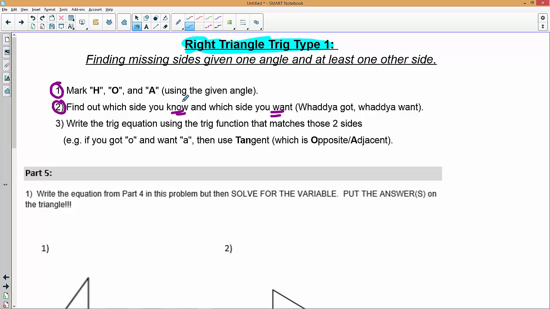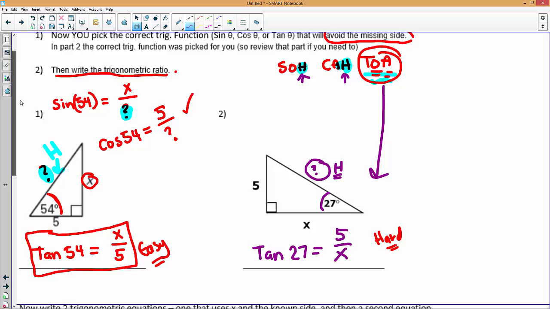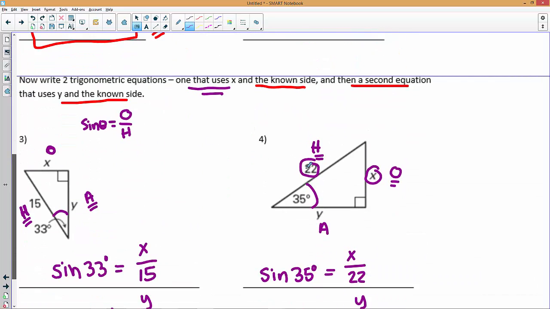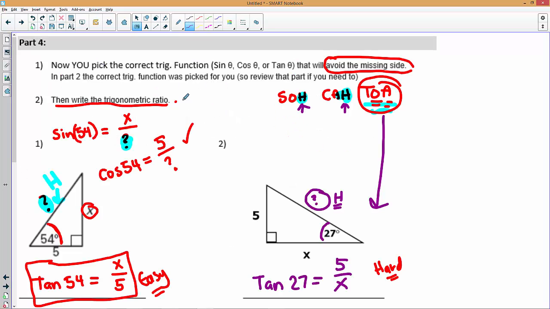So in the other problem we just did on the other page, if you want to go back, let's do the last problem we just did. We knew the 22 for the hypotenuse, and we knew the angle. So I knew the 22 for the hypotenuse, and I wanted x. If you go back to this problem here, I wanted x.